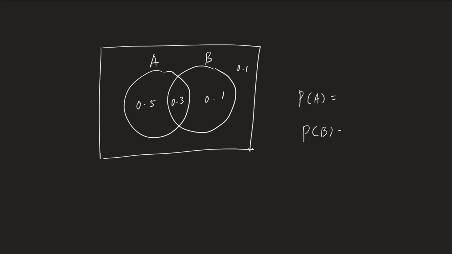Okay, it's a little bit messy. Let's say this is 0.3, 0.5, 0.1. The question is: what is the probability of A? What is the probability of B? What is the probability of A and B? What is the probability of B given A?